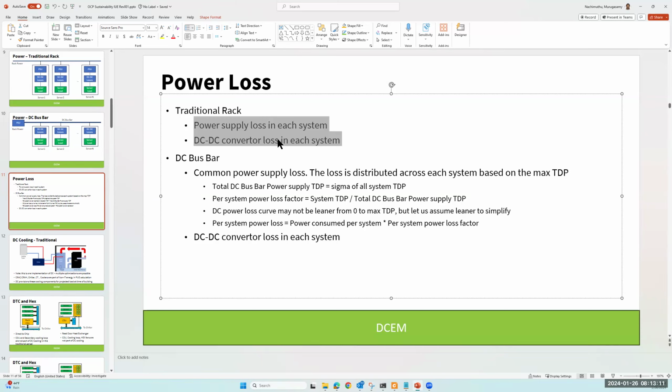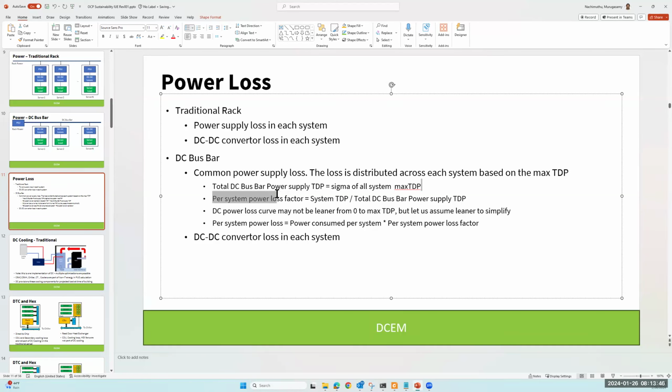Now, if I want to say at a system level for the DC bus bar, you have a common power supply loss, and that loss is going to be distributed across all the systems. So I'm thinking we could at least assume the total TDP of the power supply capacity is the sigma of all the max TDP.